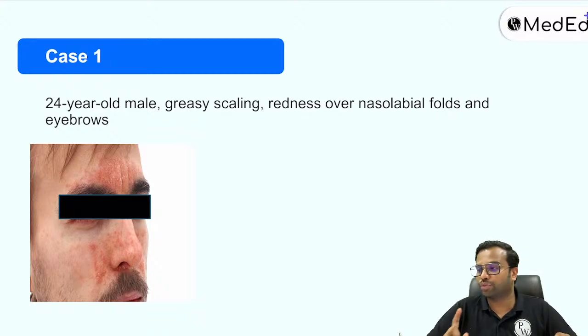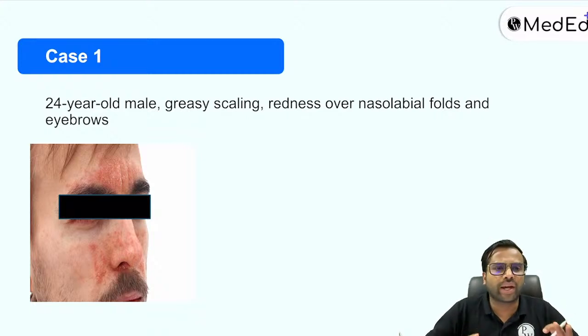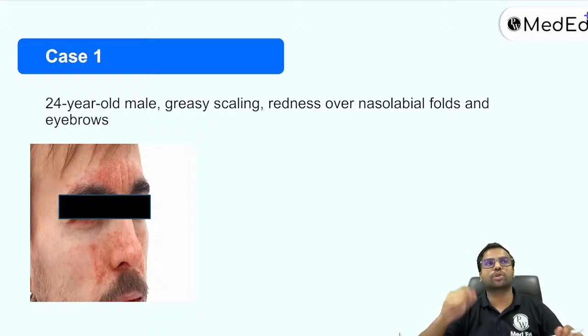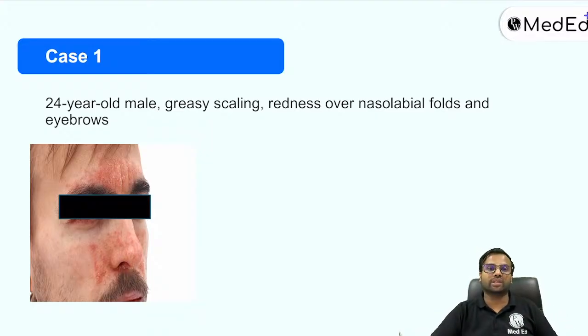Now I'll read out the first case scenario. It's a 24-year-old male with some greasy scaling redness over the nasolabial folds as well as the eyebrows. Now, what comes to your mind as a differential diagnosis in this scenario?